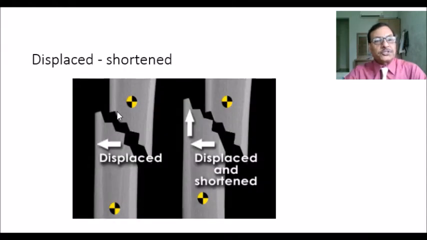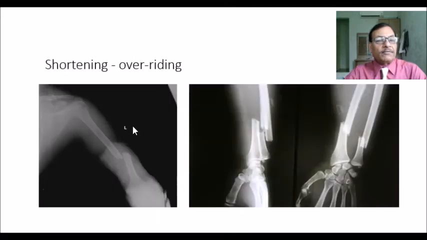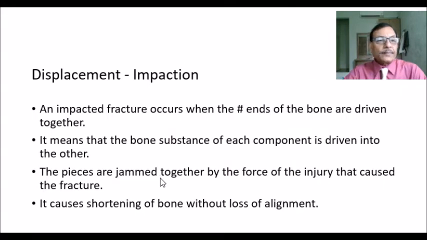So this is displaced and shortened as well. We will see more examples of shortening. Shortening is where there is an overriding of the bones, overriding of both bones, and so this is also called shortening. There can be a case where the fracture ends are driven together.